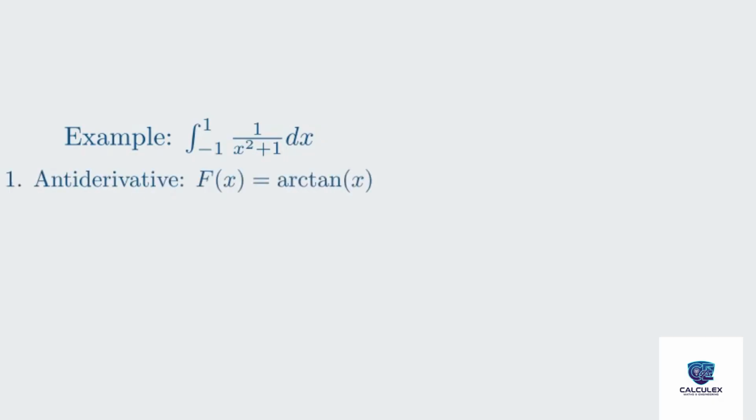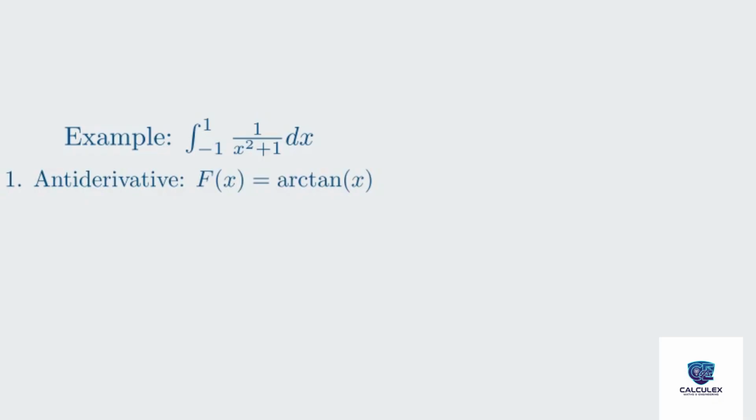Let's do one more, a slightly more complex one. We want to find the integral of 1 over x squared plus 1 from -1 to 1. This is a very special form. Step 1, find the antiderivative. What function has a derivative of 1 over x squared plus 1? That's right, it's the inverse tangent, or arctan of x. If you don't recognize this on sight, that's okay, but it's another one worth memorizing. So our F of x is arctan of x.